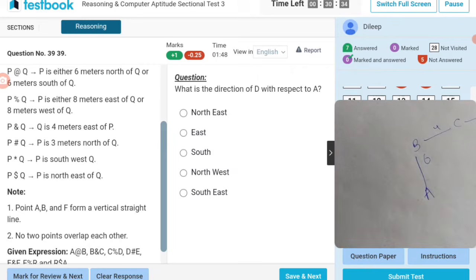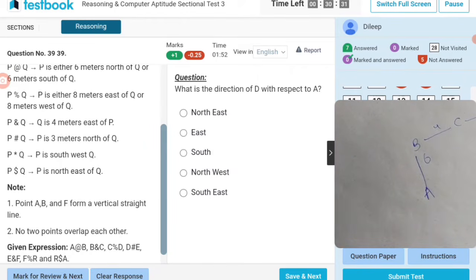Next. D is 3 kilometers north of E. F is 4 kilometers east of E. These two are not correct. Next, because ABF from vertical line, straight line.